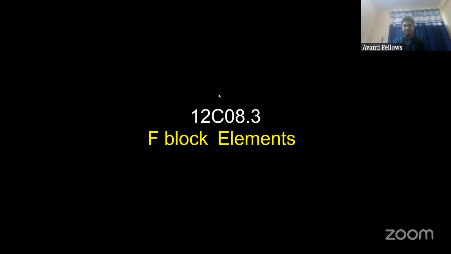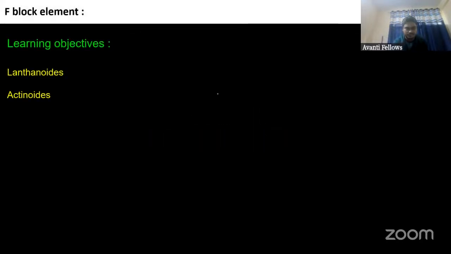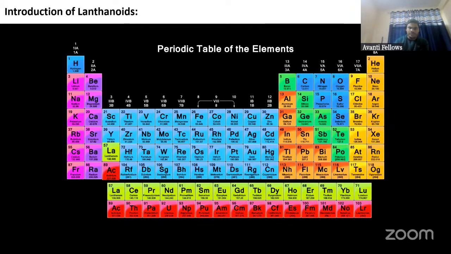Okay, then we are going to see the F block elements as well. Now, what are the learning objectives? In this, we are going to study the lanthanoids and actinoids. These two groups play a very important role. So let's understand these two groups.